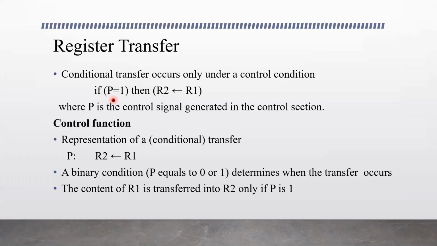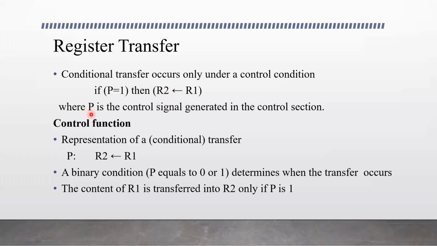Using an if-then statement, we are used to this in programming languages. So using if-then, how do we write it? If P is equal to 1, then R2 is replaced by R1. The meaning of this is that when the value of P is equal to 1, the data from R1 will be transferred to R2.